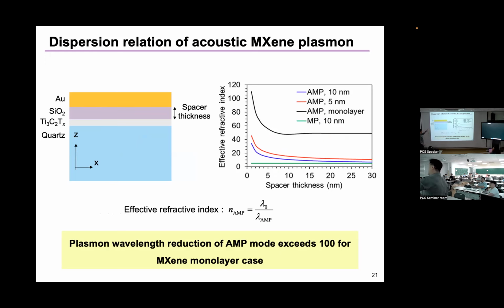Okay, and if we reduce the spacer size, then we further get a large effective refractive index of surface plasmons. So in the SWIR region, MXene can generate surface plasmons, and the field confinement can further be increased by introducing the acoustic model structure and reducing the spacer and the thickness of the MXene. Okay, so this is the direction to get useful MXene plasmons.